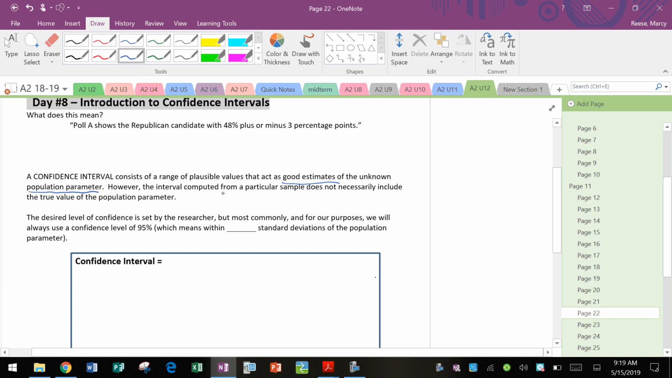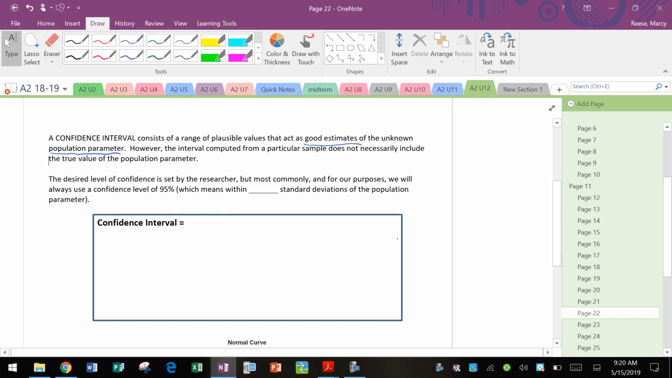Okay, now it says, however, the interval computed from a particular sample does not necessarily include the true value of the population parameter, but in our case, it's going to. So what I'm going to teach you is that in our scenarios, when we do a confidence interval, our population parameter will fall into it. And I will explain more in detail, I promise. Okay, so the desired level of confidence is set by the researchers, but most commonly, and for our purposes, we will always use a confidence interval of 95%, which is 2 standard deviations of the population parameter, which you've heard already before. 2 standard deviations.